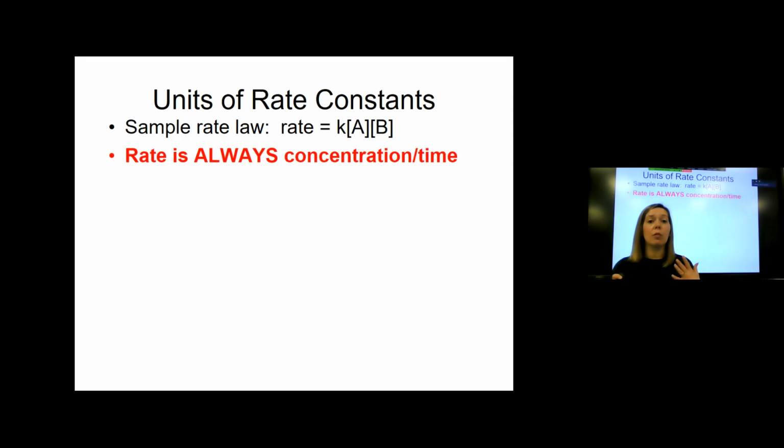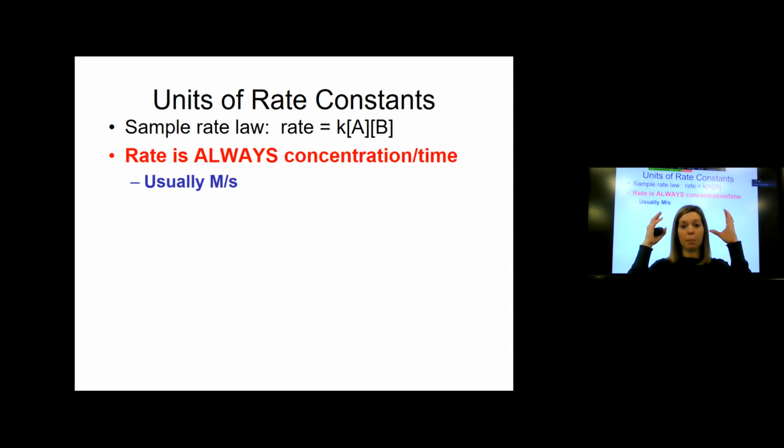So we have to remember that rate is always change in concentration over a period of time. So your units for rate is always going to be concentration per time. Very often, it's going to be molarity per second, but it could be different units, but molarity per second is going to be our most common. It could be per minute, it could be moles per liter, or even a slightly different version of that.